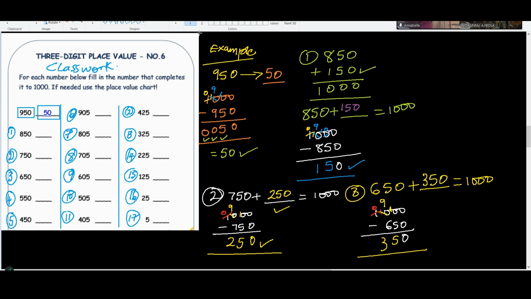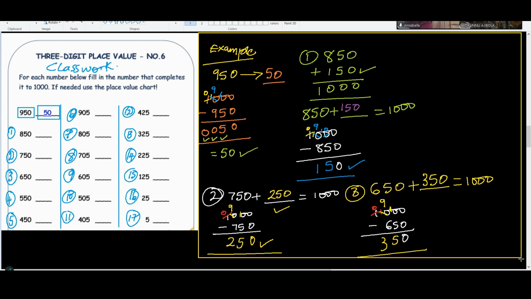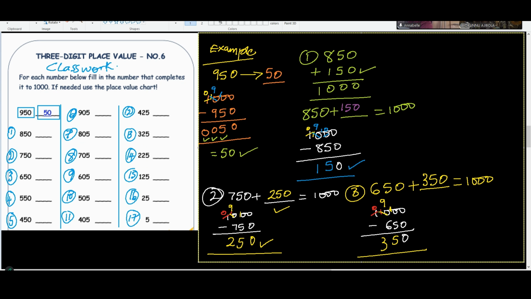So I want you to write down all of these examples. When you are through, you're going to comment on the homework, I mean on the classwork, right? So write down all these examples.